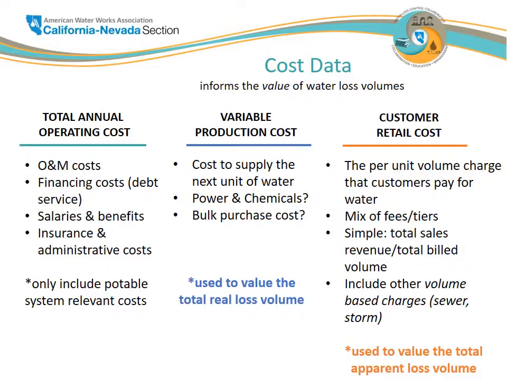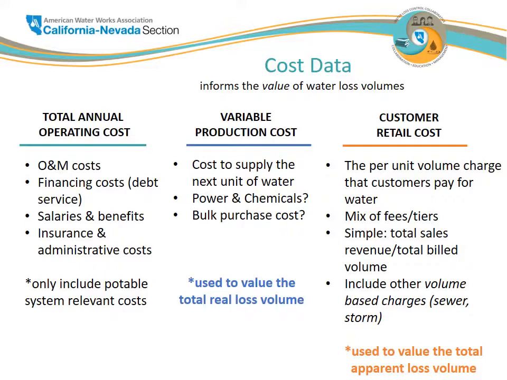Usually we acknowledge that there are a variety of tiers and rate structures in every utility, so this needs to be one that represents a mix of those different fee schedules. A simple way of doing that is to simply take your total revenue sales from potable water and divide it by the total billed volume of your potable water system. That will capture all of the weighted averaging that you would otherwise do.